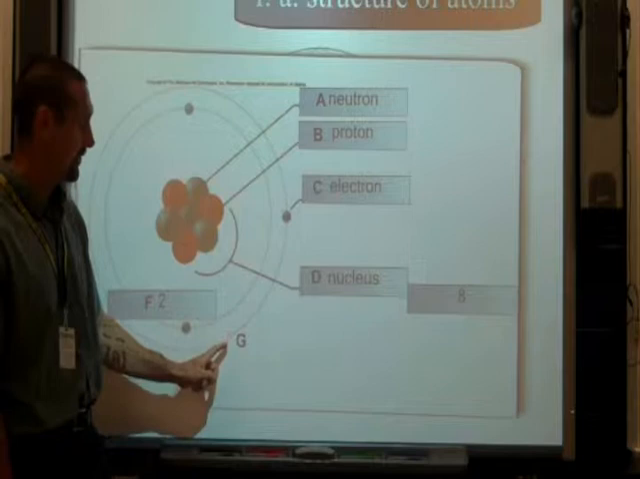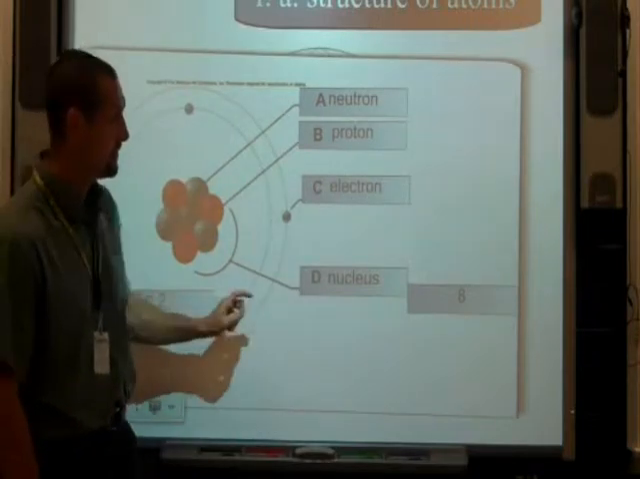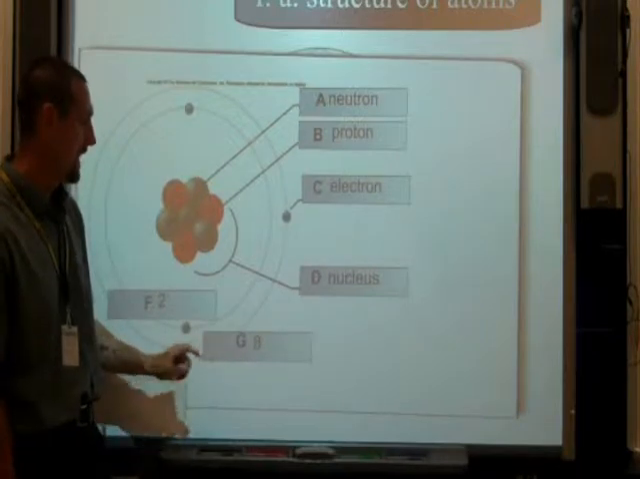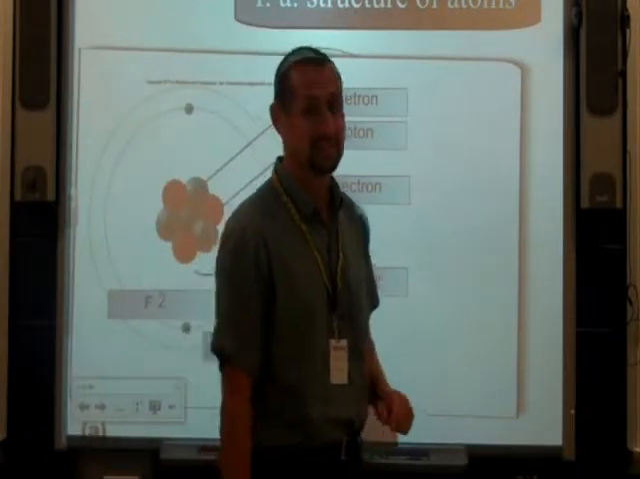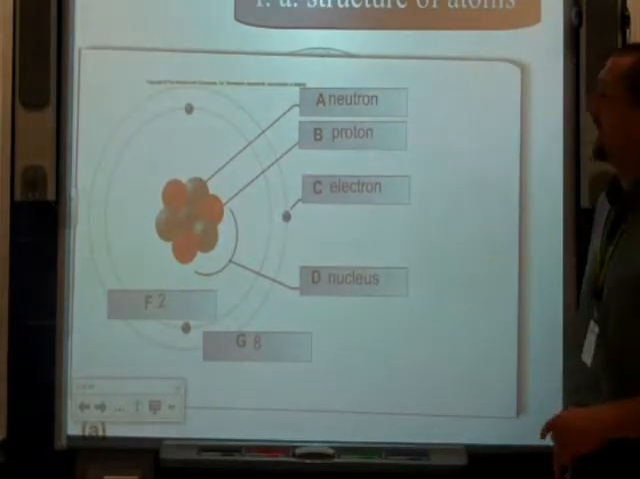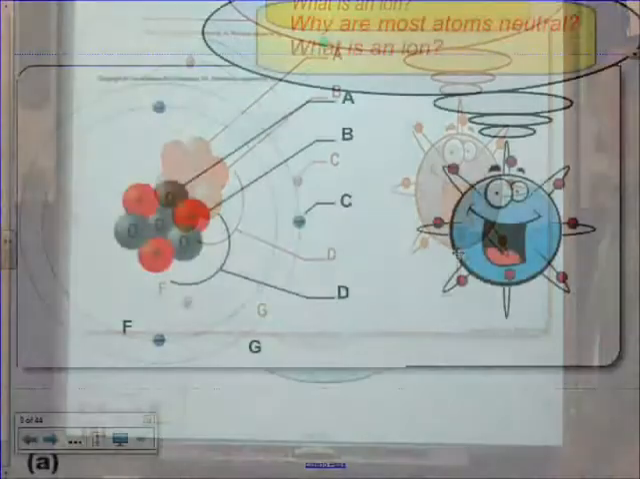And in this outer, the second energy level, it can hold up to 8 electrons. For it to be stable, it can hold up to 8 electrons for stability. So let's review some of these atomic parts.